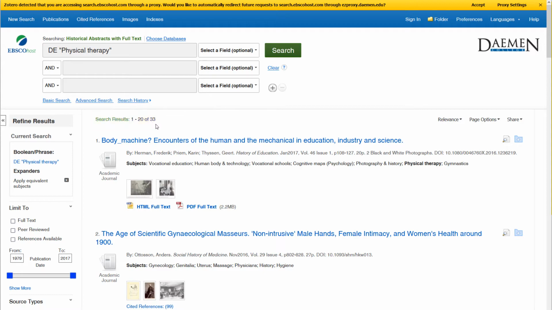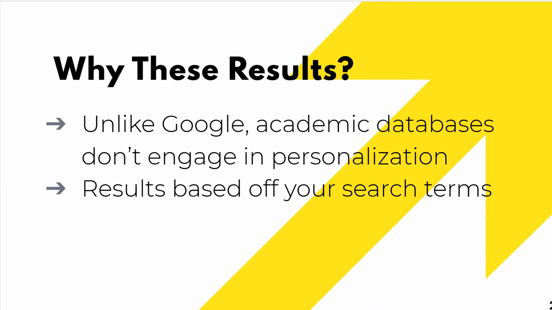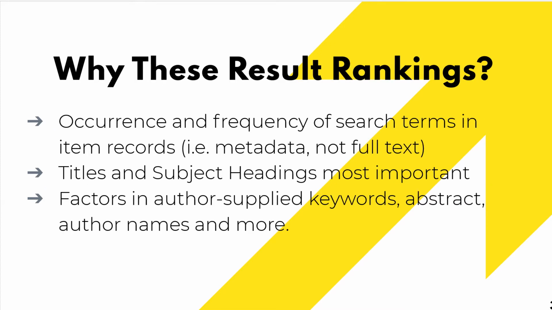Why are these results in the order that they're in? Well, unlike Google, search results and rankings in academic databases aren't personalized. Rather, the results are determined by the search terms you provide and whether or not and how often these terms appear in a record, most importantly, through subject headings and titles. The database also factors in matches with author-supplied keywords, the abstract, the author's names, and more.